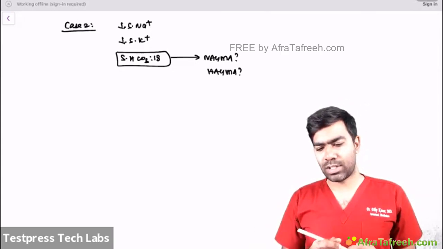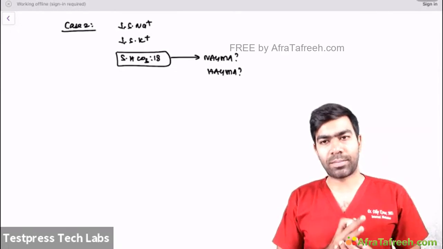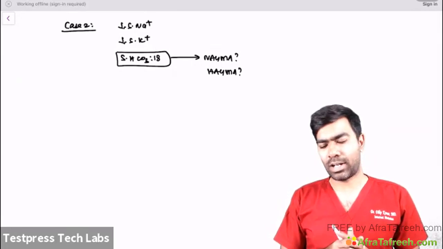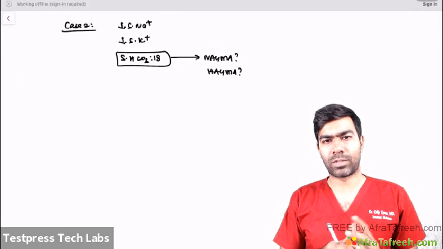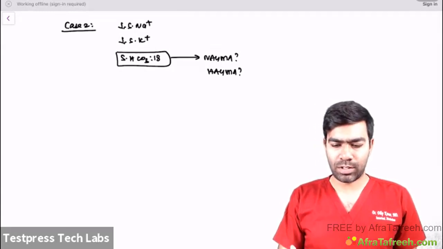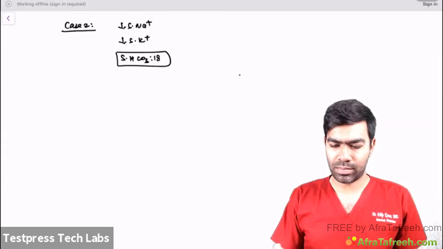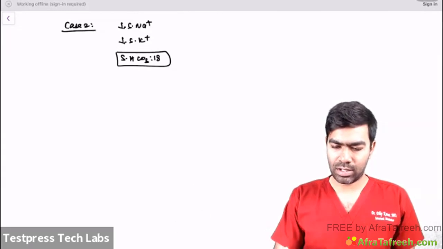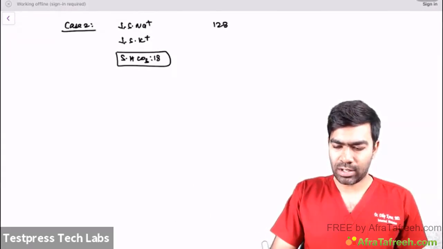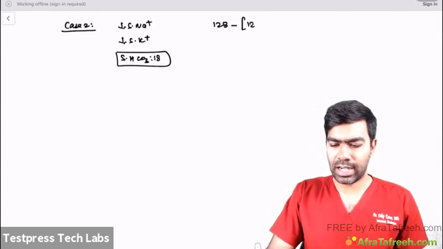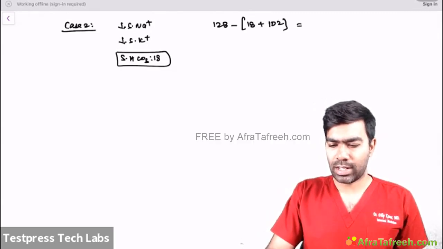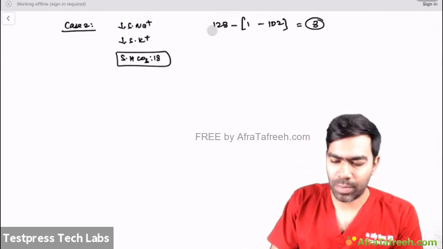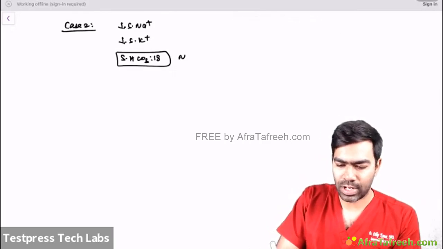NAGMA or a HAGMA. So what is the anion gap here? You need to tell that. Is it a NAGMA or is it a HAGMA? What is the sodium? Sodium, I think it's 128. 128 minus bicarbonate 18 plus chloride 102. Here you will get 8 as the answer. So the anion gap is less than 12. So typically it is a normal anion gap metabolic acidosis. So it's a NAGMA, so we are dealing with a NAGMA.